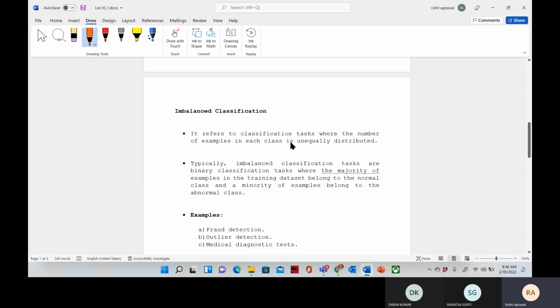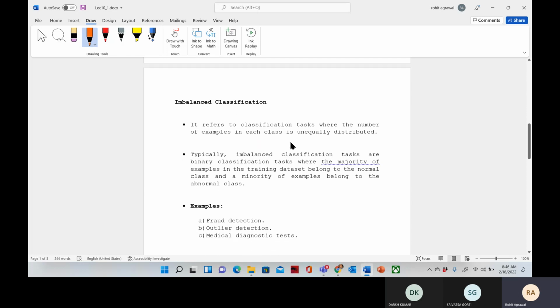Now next one is imbalanced classification. Imbalance itself gives the definition. Imbalance means the data is not balanced. Suppose you have millions of samples, and in those millions of samples, maybe some samples have some kind of noise or something that is not required. It refers to a classification task where the number of examples in each class is unequally distributed.